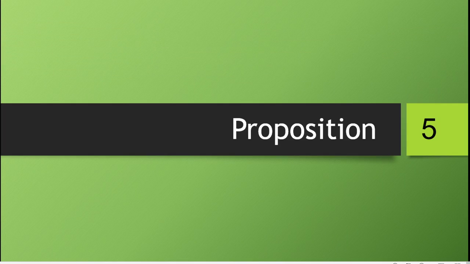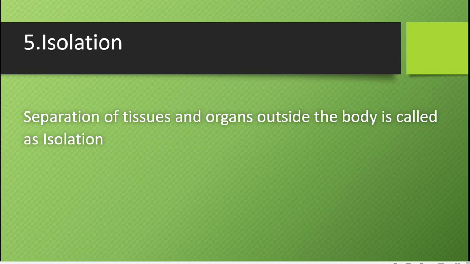Proposition number 5: isolation. Separation of tissues and organs outside the body is called isolation. That means we will remove particular organs like heart, liver, intestine from the animal's body, and we will separate it from the body, and we can conduct the experiment on that part, and we take care that that part will be alive while we perform the experiment, even though it is outside the animal's body.